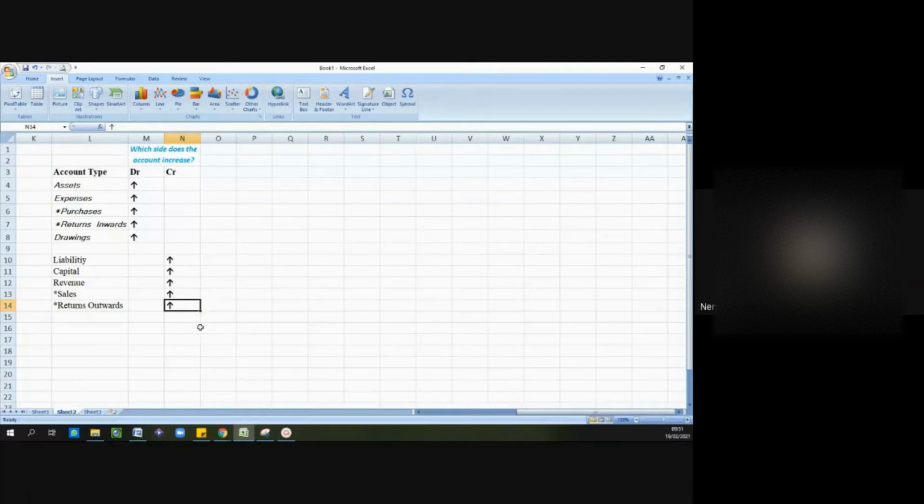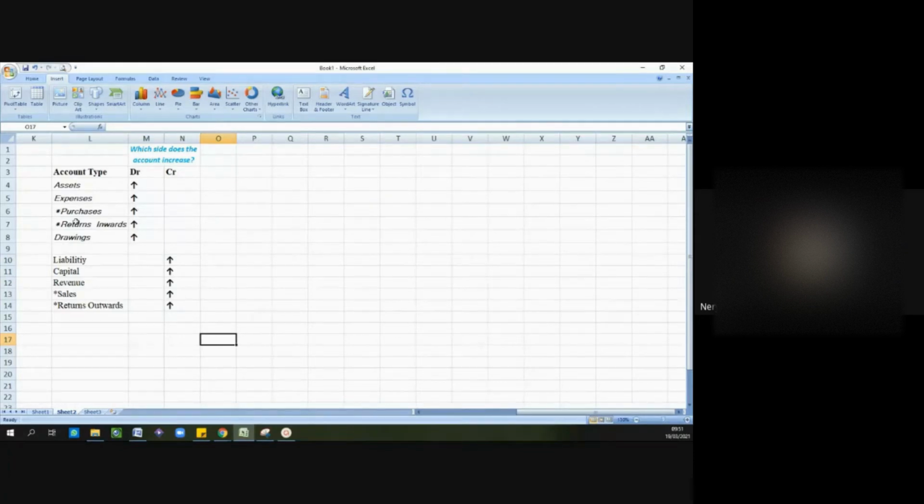So these are the rules we have learned for the past few weeks, okay? The multiple chapters we have completed. This is what you should know, okay? You know where each account increases.